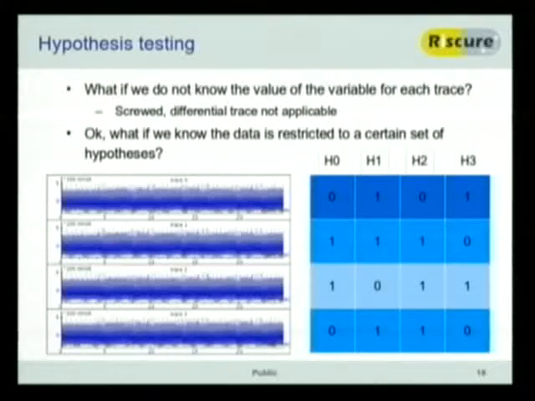1, 1, 0 for these traces, or it's 1, 1, 0, 1. It's in one of the hypotheses. Then we can actually just calculate the differential trace for each of these, and I'll show you what the effect is. Because basically, we presume that one of the hypotheses is right. Now we don't know which one beforehand, so we're going to try them all. So either a hypothesis is right or it's wrong.